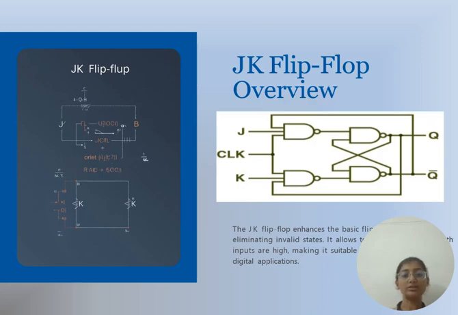that is, when S equals 1 and R equals 1, there we are getting invalid state. To resolve that, we use JK flip-flop. The JK flip-flop operates with the following input conditions.